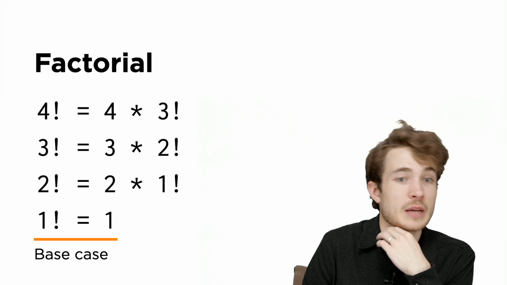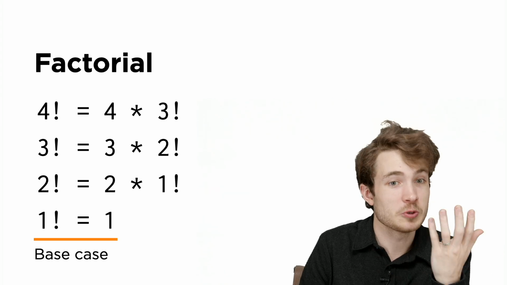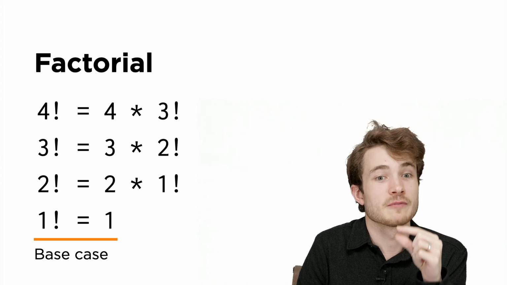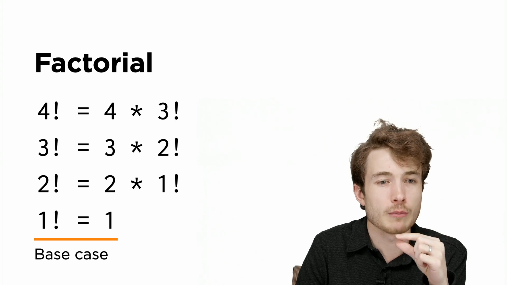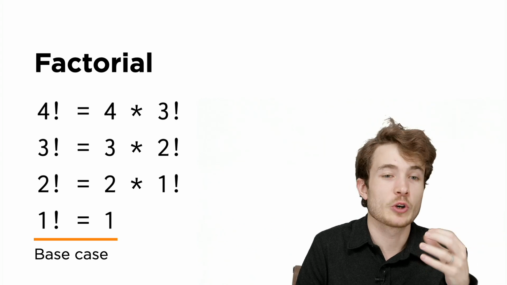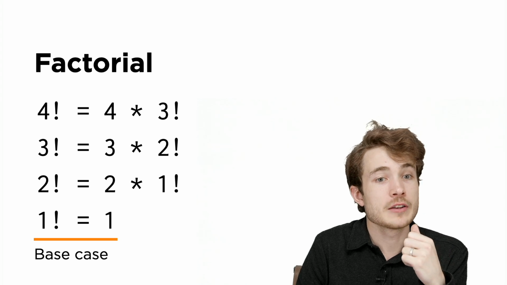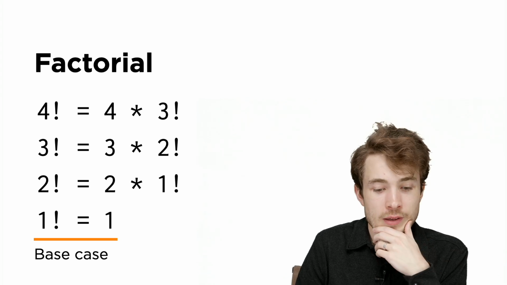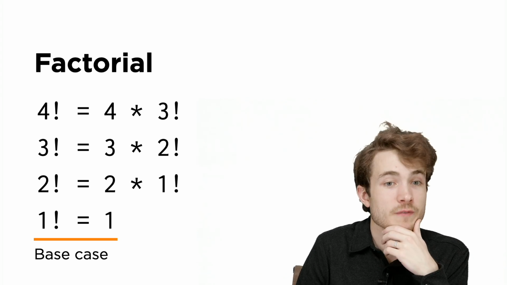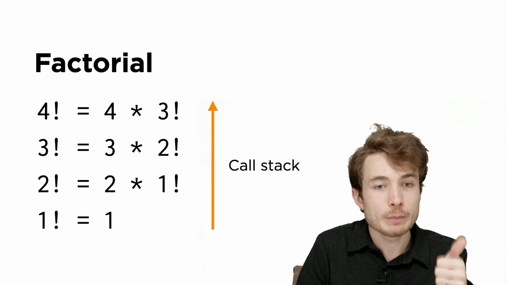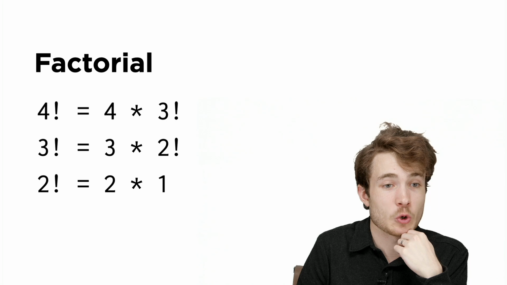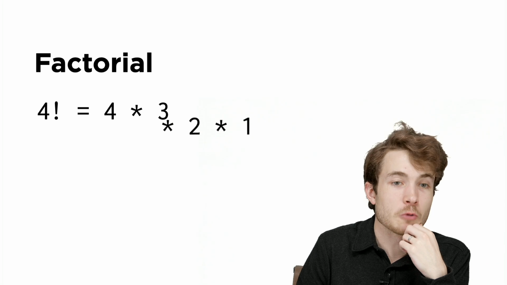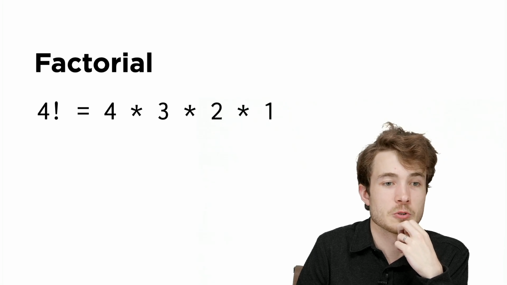Well, 3 factorial is just 3 times 2 factorial. Okay, well, what's 2 factorial? Well, it's 2 times 1 factorial. Well, what is 1 factorial? Eventually, it has to be some base case, some definite solution to this problem. In this case, we say 1 factorial has to be 1. And when we get to this base case, we can use that to solve all prior problems. In this case, I could substitute 1 factorial for 1, going back up the call stack. So now 2 factorial is 2 times 1. 3 factorial is 3 times 2 times 1. And 4 factorial is just 4 times 3 times 2 times 1.